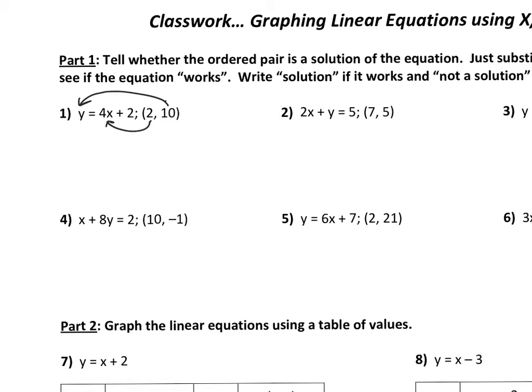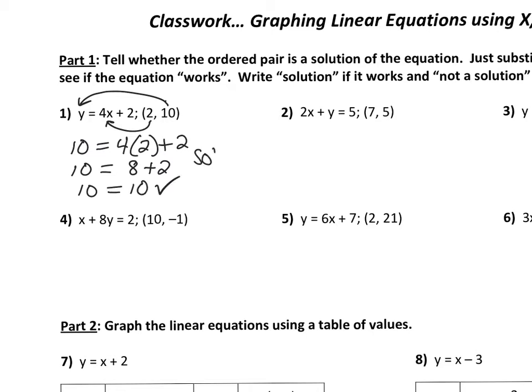So you can see I drew an arrow to the y with the 10, so I'm going to get rid of the y and put a 10 in there. I drew an arrow to the x from the 2, so I'm putting a 2 in there. And then all I do is the math. So 10 stays 10, 4 times 2 is 8, and 8 plus 2 is 10. So that one checks out, so I write solution.